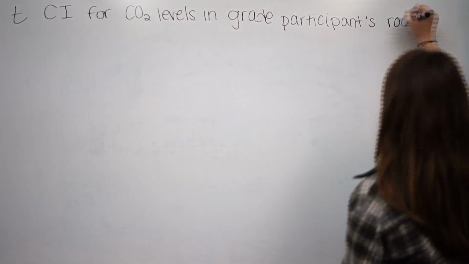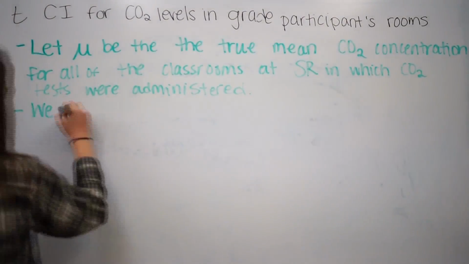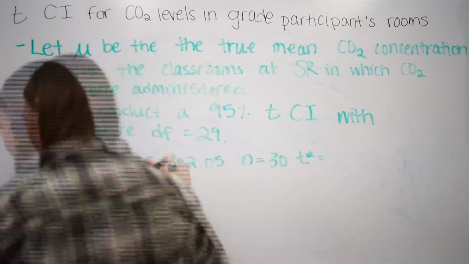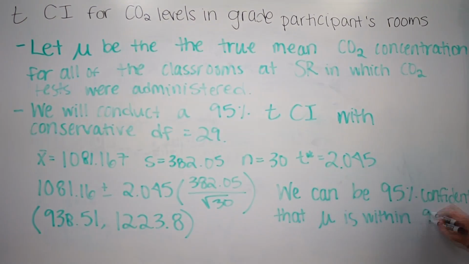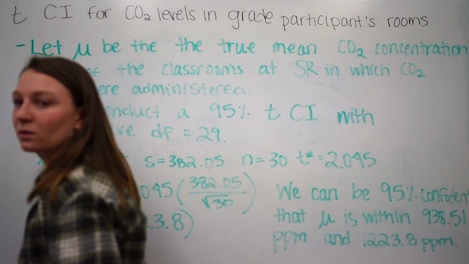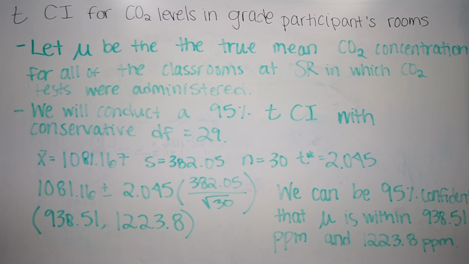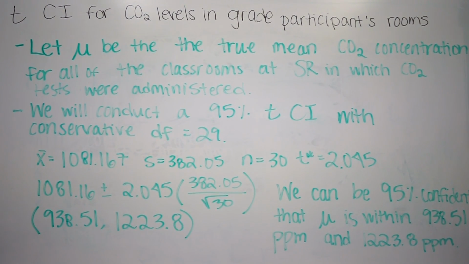This is the TCI for the CO2 levels in grade participants' rooms. So we let mu equal the true mean CO2 concentration for all the classrooms at SR, and after we conducted a complete TCI procedure, we ended up with an interval of 938.51 ppm to 1223.8 ppm, which actually includes 1000 ppm, which is the OSHA level at which cognitive effects in people can be measured.